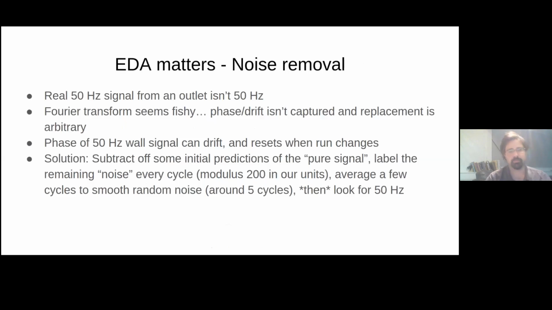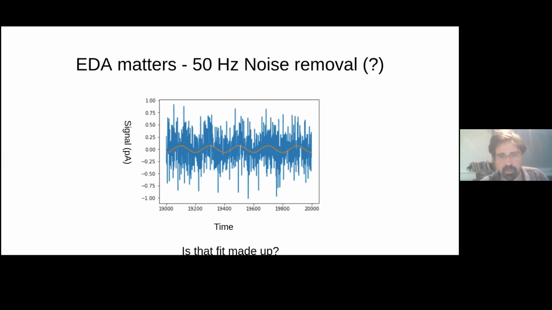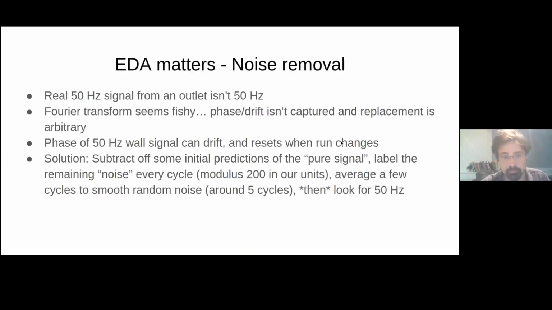One of the key ways that we made improvements was a couple of observations. One, the 50 hertz signal is not perfectly 50 hertz, so there's drift out of any outlet. If you just try to slap a 50 hertz sine wave onto here, eventually it's going to go out of phase. The Fourier transform I mentioned might not be the best way to do this because you're not necessarily capturing the phase correctly, and it's definitely not going to capture the drift perfectly. And if the experiment resets at some point, then the phase is going to change.